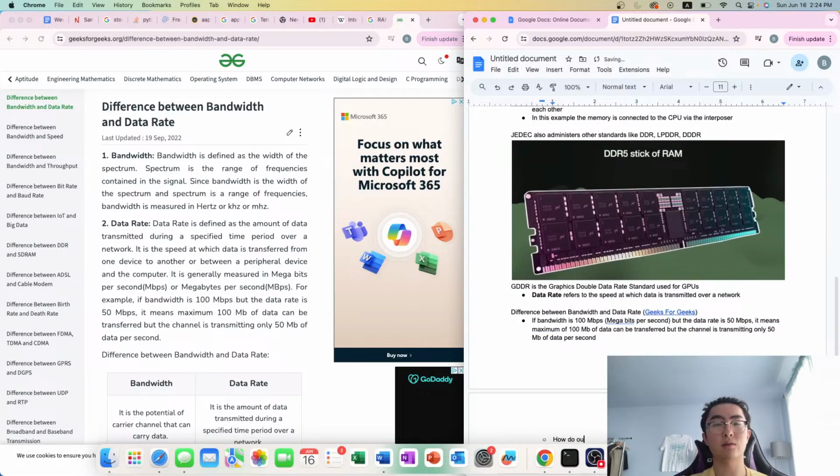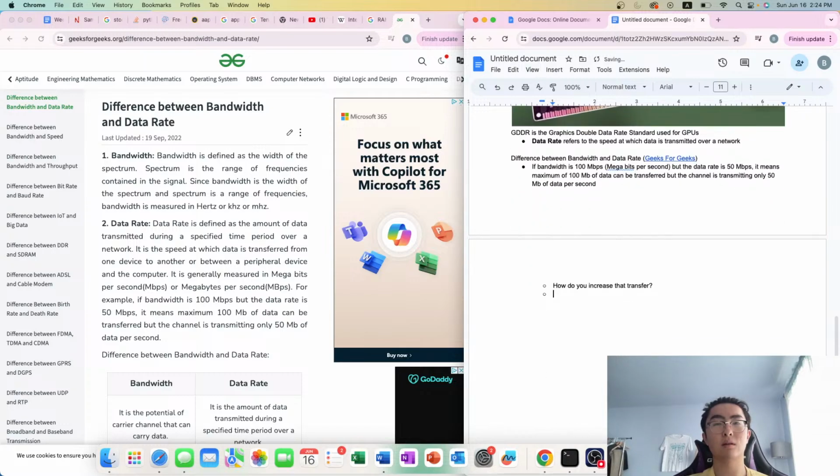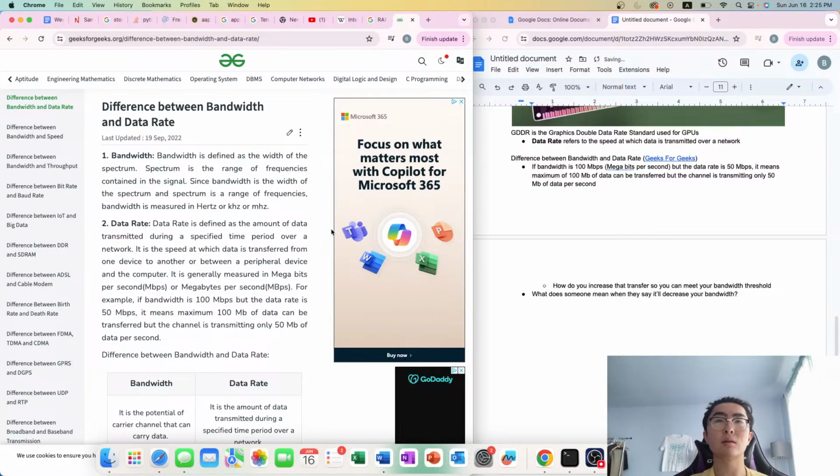So how do you increase that transfer so you can meet your bandwidth threshold? It'll decrease your bandwidth. Okay.